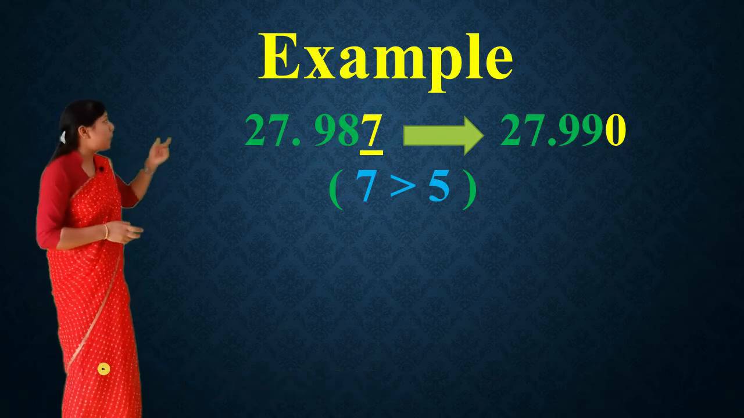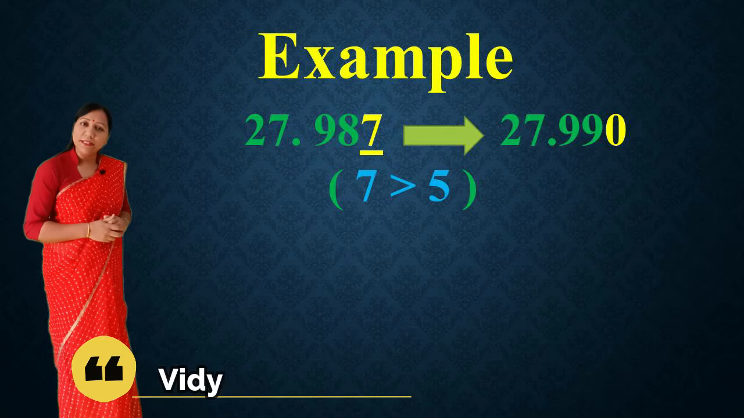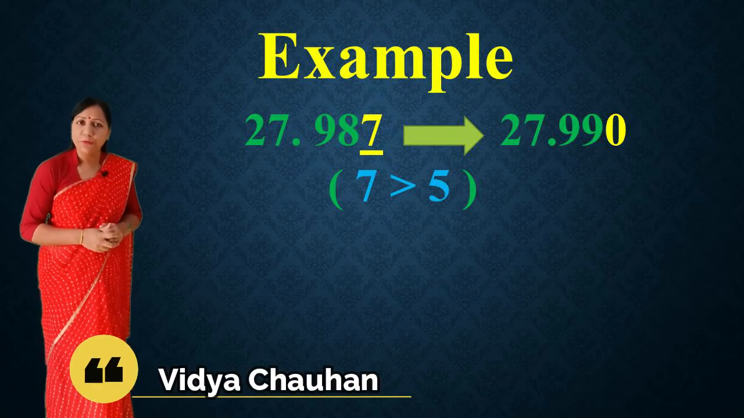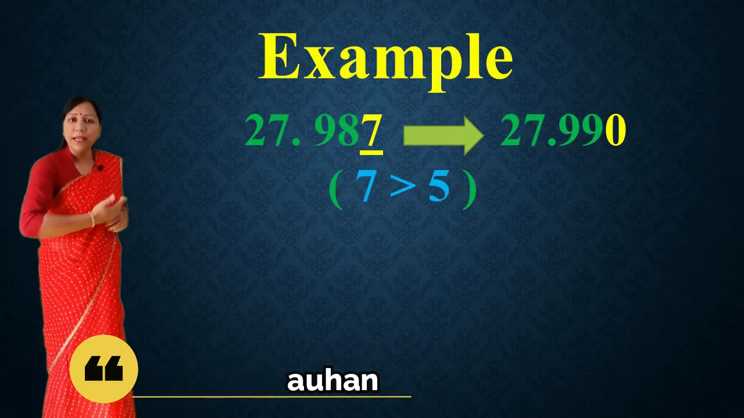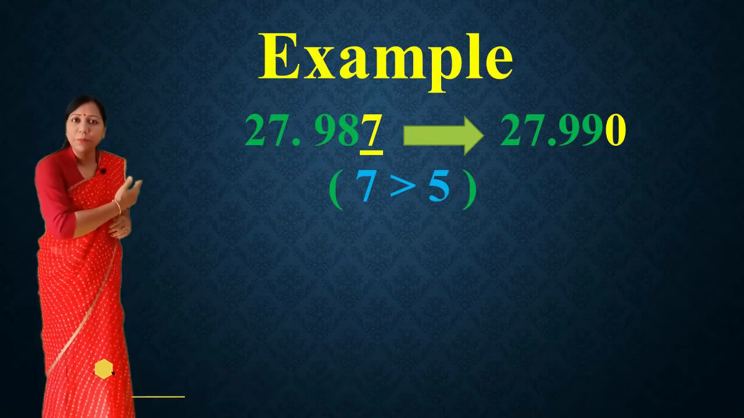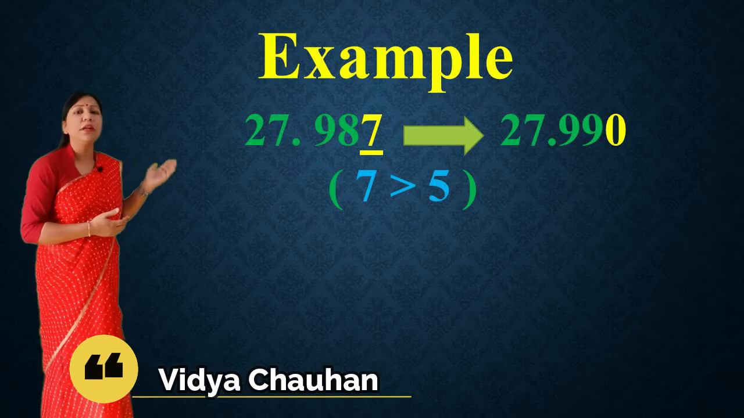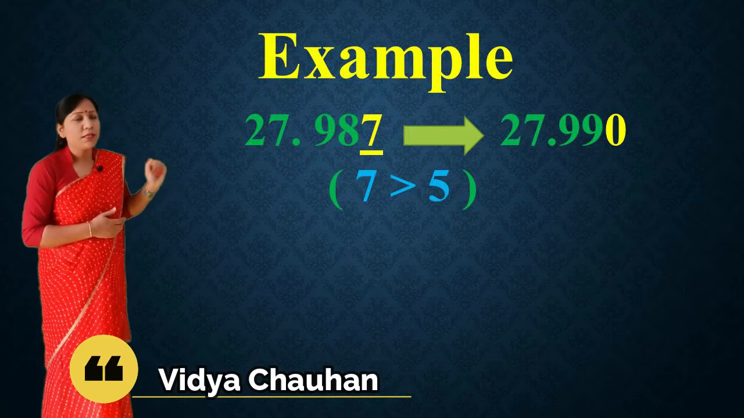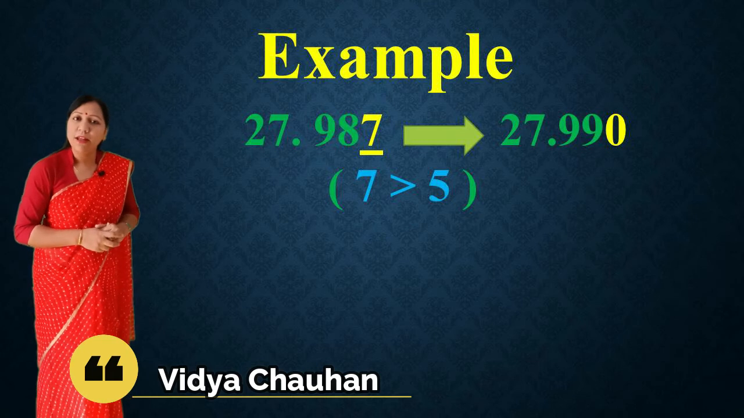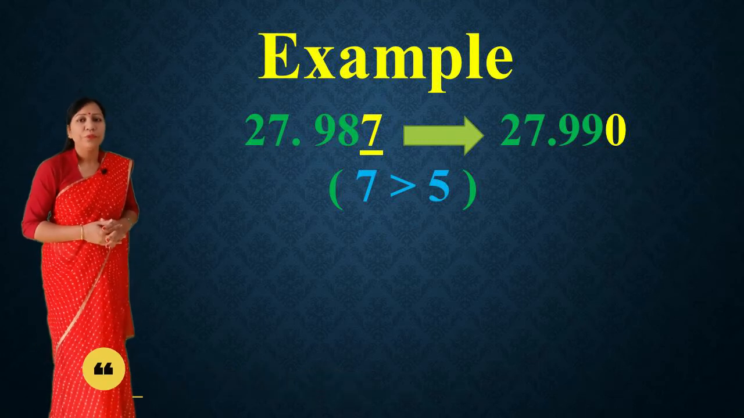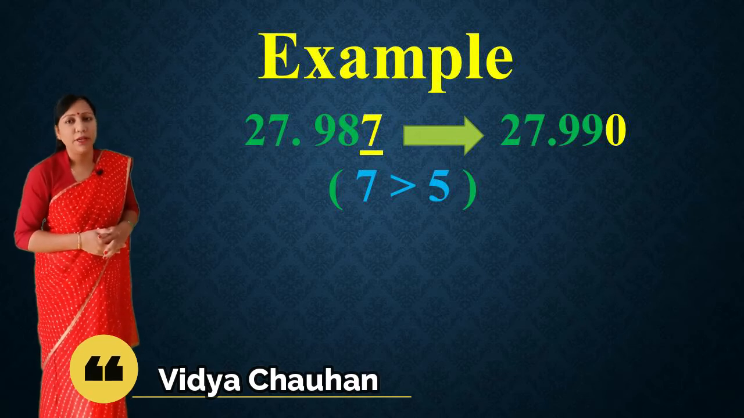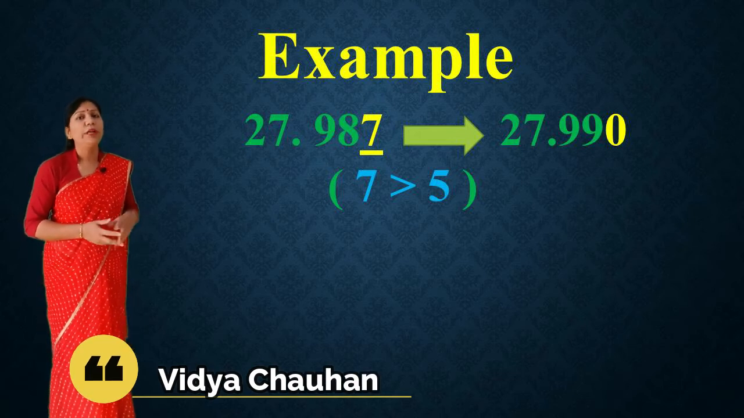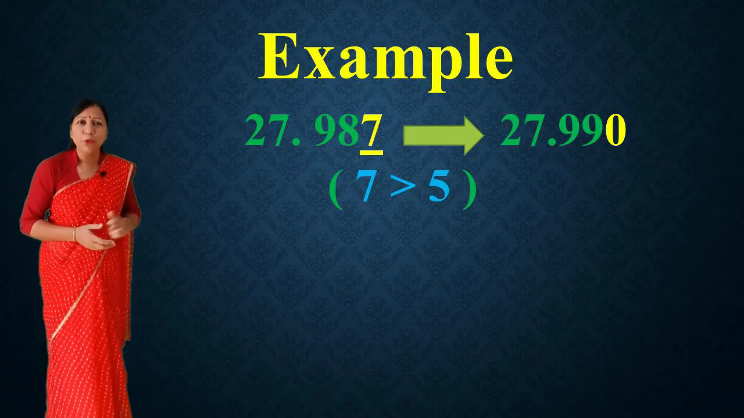The example I have taken is the number 27.987. The digit at the thousandths place is 7, and since 7 is greater than 5, the digit at the hundredths place, which is 8, will increase by 1. So the 8 becomes 9 and 7 becomes 0. So the round off for 27.987 is 27.990. I hope the rule is clear to all of you.